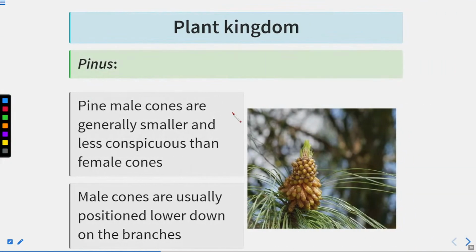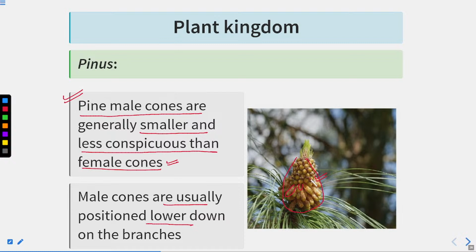Okay. So let us see the cone of the Pinus. Pine male cones are generally smaller and less conspicuous than the female cone. This is the difference. So they are quite smaller. You can see this male cone, and male cones are usually positioned lower down the branches. So they are not present at the upper branches, they are present at the lower branches. So sometimes a true difference can be asked in the Pinus, male cone and female cone.